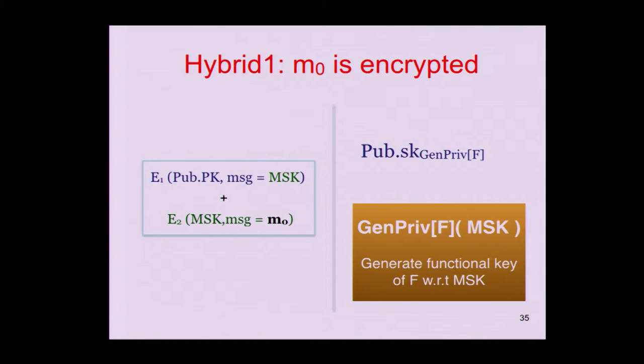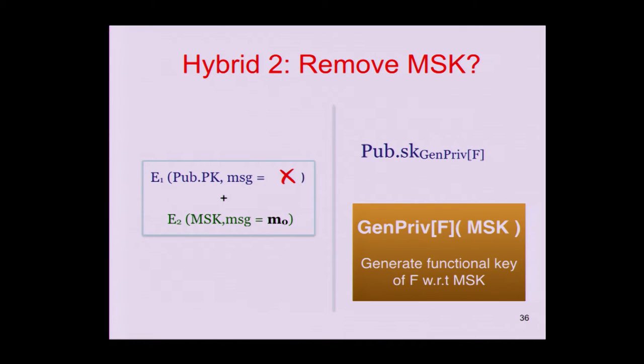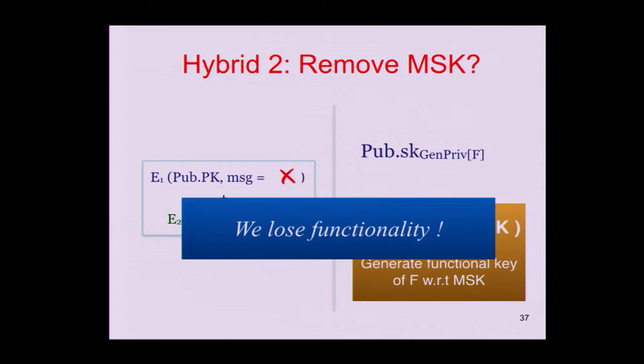So let's go over the hybrids and see whether this works or not. In the first hybrid, I'm going to encrypt m0 as before. In the second hybrid, I'll just emulate whatever we did for the traditional encryption scheme, which is to remove MSK. But you will notice that something terrible will happen: we will lose functionality. In other words, in the second hybrid, we won't be able to recover the output f of m0, because of which there is a trivial distinguishing attack. In the first hybrid, the adversary can recover f of m0, but in the second hybrid, he cannot recover f of m0.